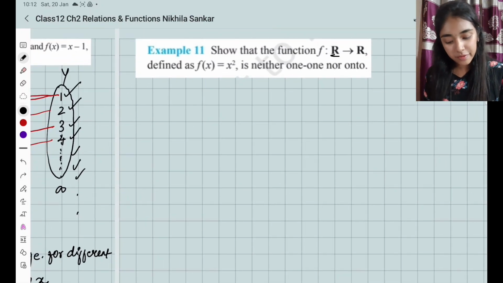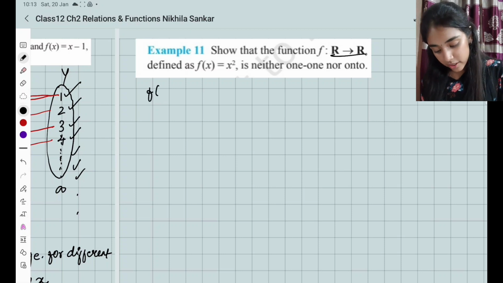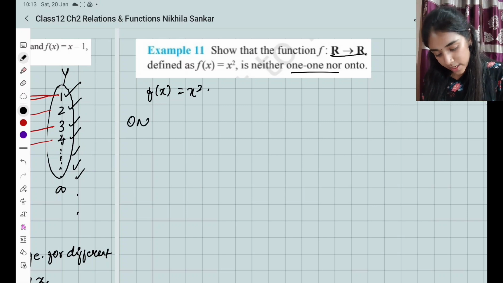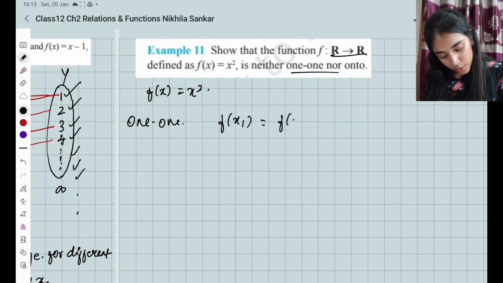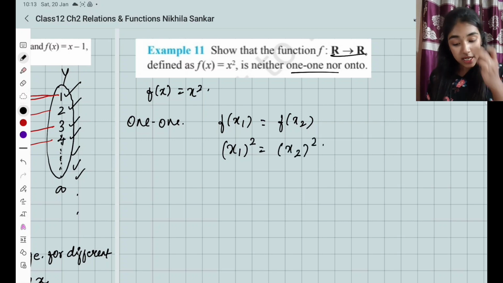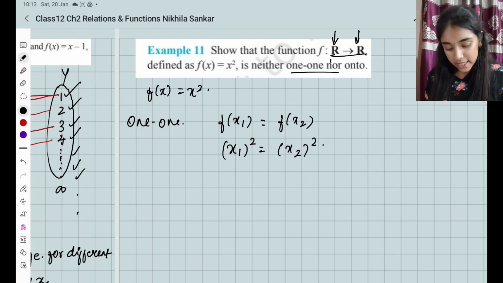Show that the function from R to R, here real numbers, defined as f of x equals x square, is neither 1 1 nor on 2. Why is it not 1 1? Now for example, when it comes to 1 1, how do you check? F of x1 equals f of x2, which means here you have x1 the whole square equals x2 the whole square. So since the domain and the range are all real numbers, what happens here?